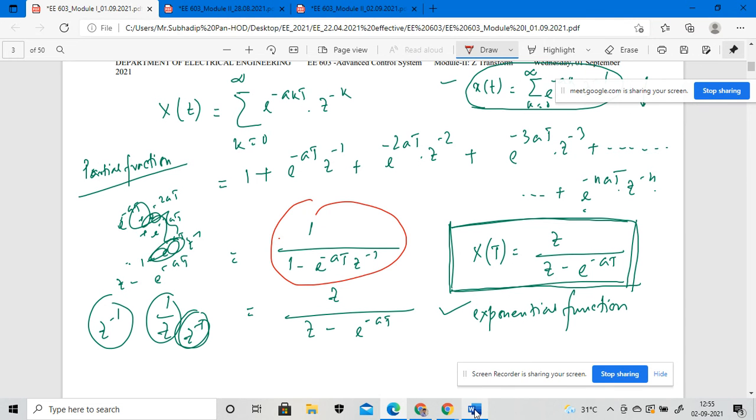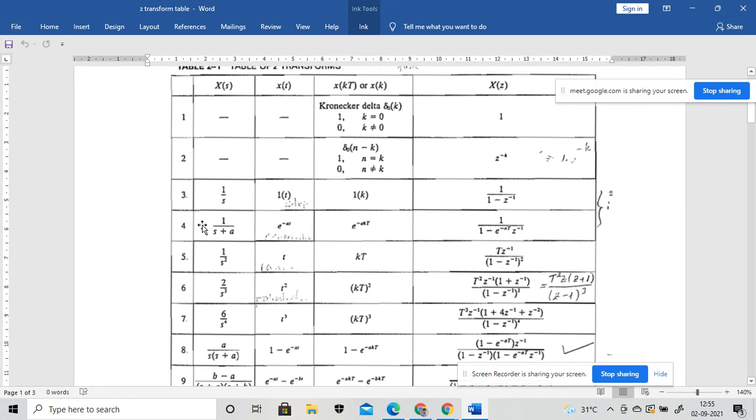Right? So this is for my exponential function. This is for my ramp function. Okay, ramp function and the unit step function. Right? This particular term is for polynomial functions. So for each and every function we are finding out the x of z. That means we obtain the z transformation of each and every function.